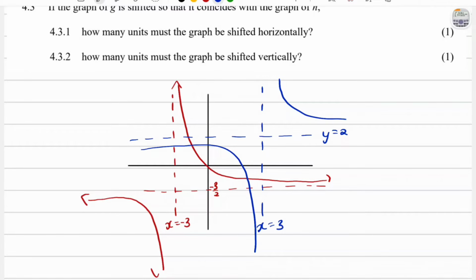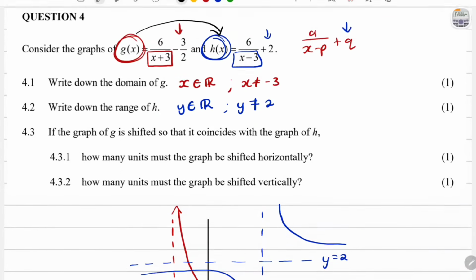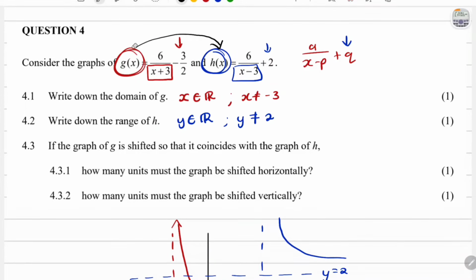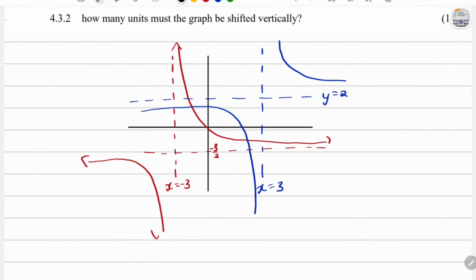So like I said, you don't have to draw the graph to understand this. If you understood how these things just move, you could have done this without the graph. I'm only showing you a graph so that you can understand what's going on. So what's going on here is the graph is going to be shifted so that it coincides with the graph of H. It's very important for you to understand that it's the graph of G that is moving so that it perfectly fits with the graph of H. So how that will happen is like this.